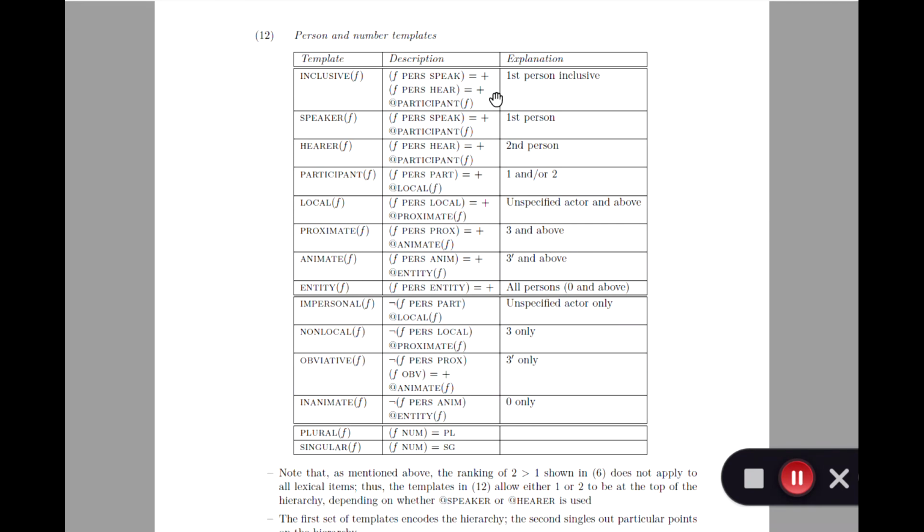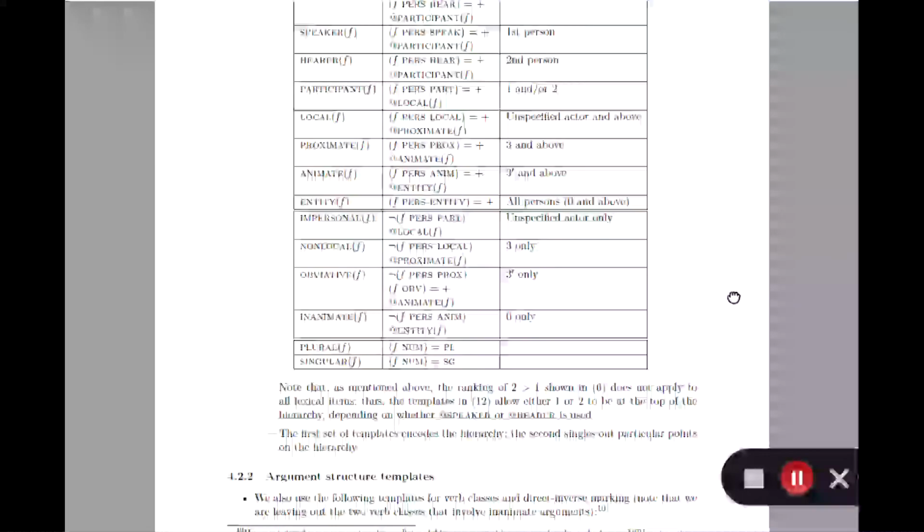And also notice that we have the inclusive template, which calls both the speaker and the hearer features. This encodes the fact that first-person inclusive in Algonquian languages is treated as having both first-person and second-person features. So the first-person features play more into the morphemes that realize the agr node, whereas the hearer feature is more relevant to the voice heads and the person proclitics. We also have templates for plural and singular, and certain other ones here which play into certain other VIs.